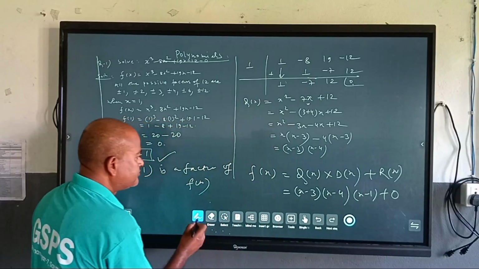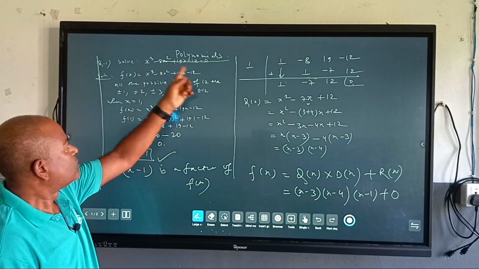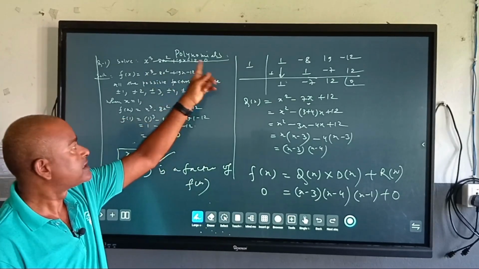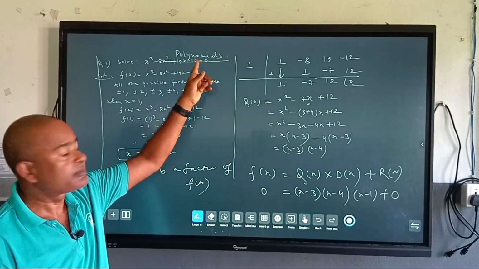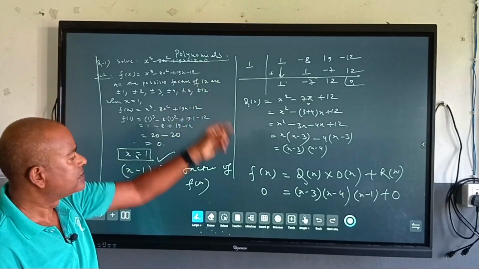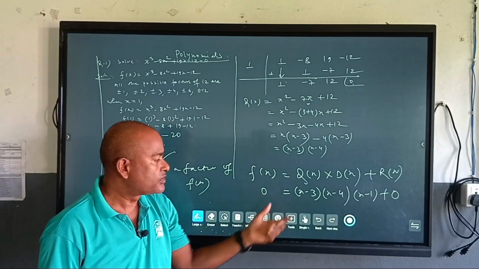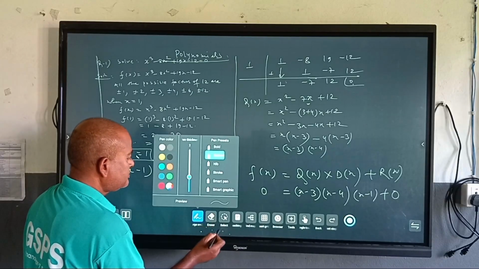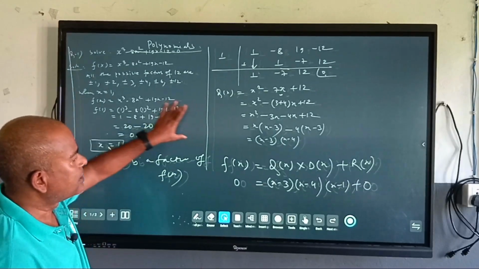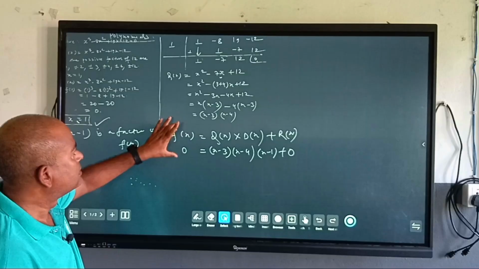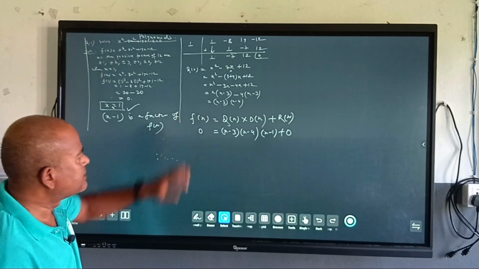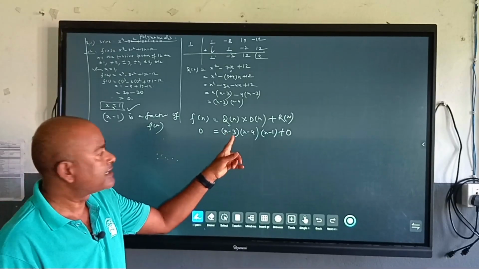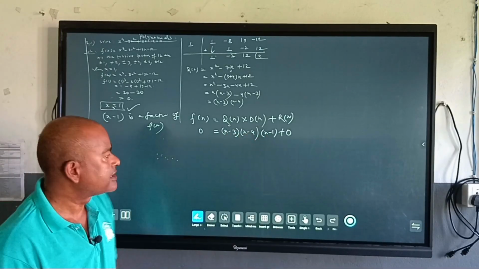So dear students, our polynomial is equal to 0. The given polynomial equation is x³ minus x² plus 19x minus 12 equals 0. Now we are going to find the value of x. We have got three factors: x minus 3, x minus 4, and x minus 1.